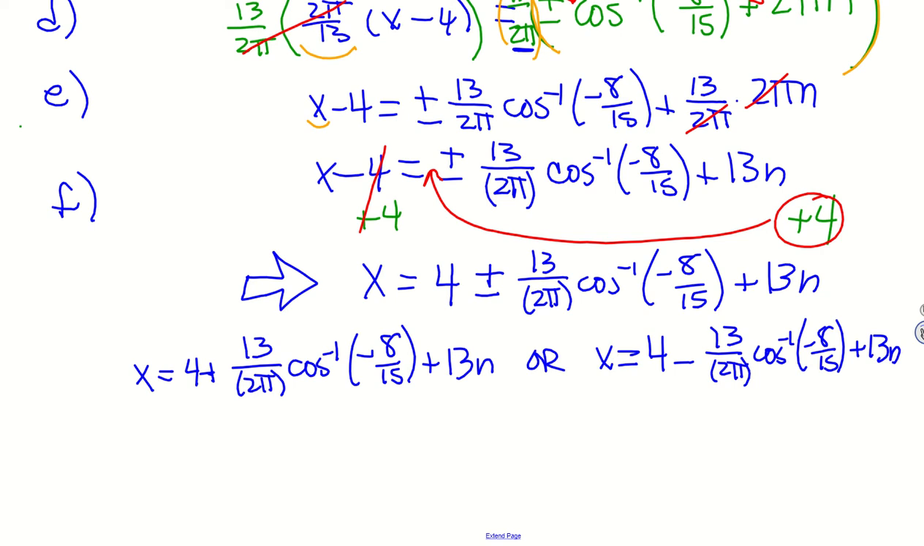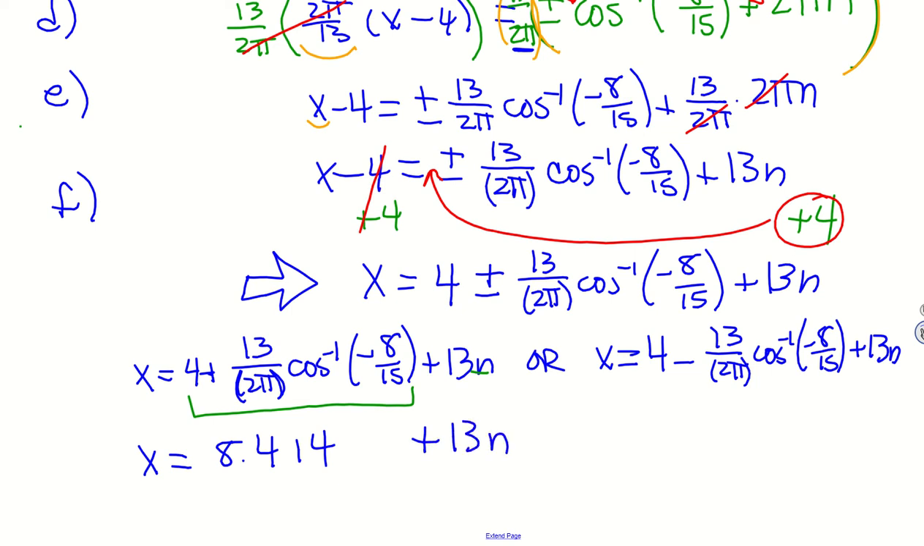At this point, we can pick up our calculator and we can evaluate what doesn't have the n in it. So in your calculator you put in 4 plus 13 divided by, make sure the 2 pi goes inside parentheses, or you will only divide by the 2, not the pi. Then multiply that by the inverse cosine of negative 8 over 15. And when you do that, you will get 8.414. That is one of our solutions for x, and if we add any number of 13s, we would get all of them.